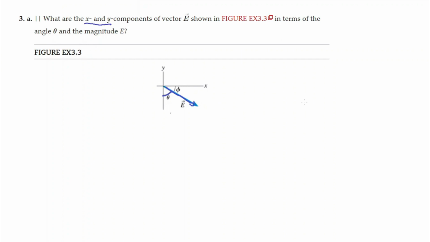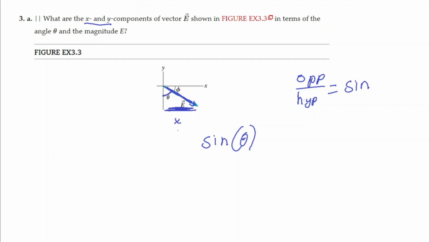So let's figure out the x component first. The x component is going to be this right here. So we have vector E and we want to find out this line. What trig function would work with the opposite and the hypotenuse? If you remember from calc, pre-calc, and trigonometry, the sine function works with opposite and hypotenuse. So we would just have sine theta. Sine theta would give us this line right here, which is going to be our x component.